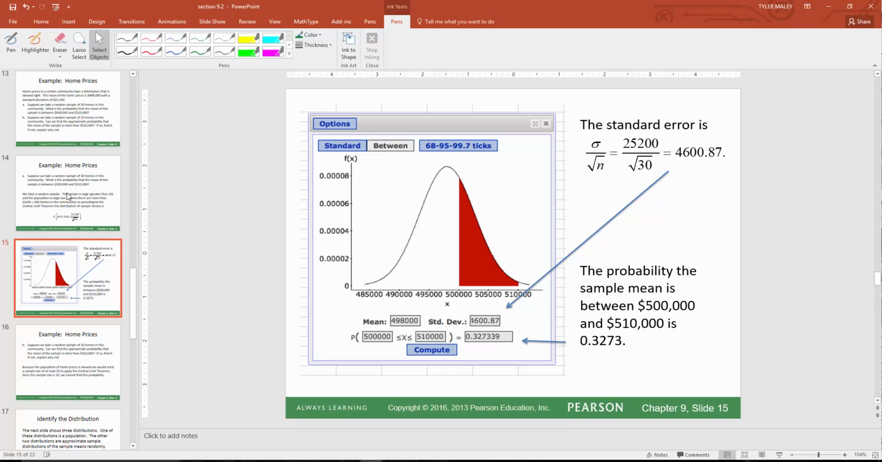If we're doing this in my graphing calculator, here's my lower limit, my upper limit, there's my mean, there's my standard deviation. If I plug all those in, I'll get a matching p-value. And this is what we're trying to find visually, this red area in between the lower and upper limit. That area is the probability, so it's 0.3273.